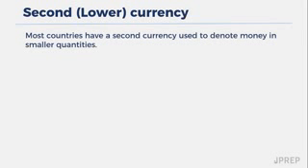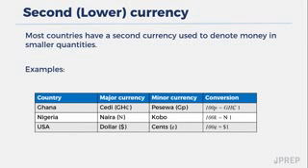In most countries, there is a second lower currency that is used to denote lower quantities. For example, in Ghana, we have the cedi as the major currency, but we also have another currency called the pesewa, which refers to the lower denominations of the cedi. In Nigeria, we have the kobo, which is the lower currency. Most of the times, 100 of the lower currency will make up one of the major currency. For example, in Ghana, 100 pesewas is equivalent to 1 Ghana cedi. Currency denominations refers to different values or amounts of monies that we use in a country.